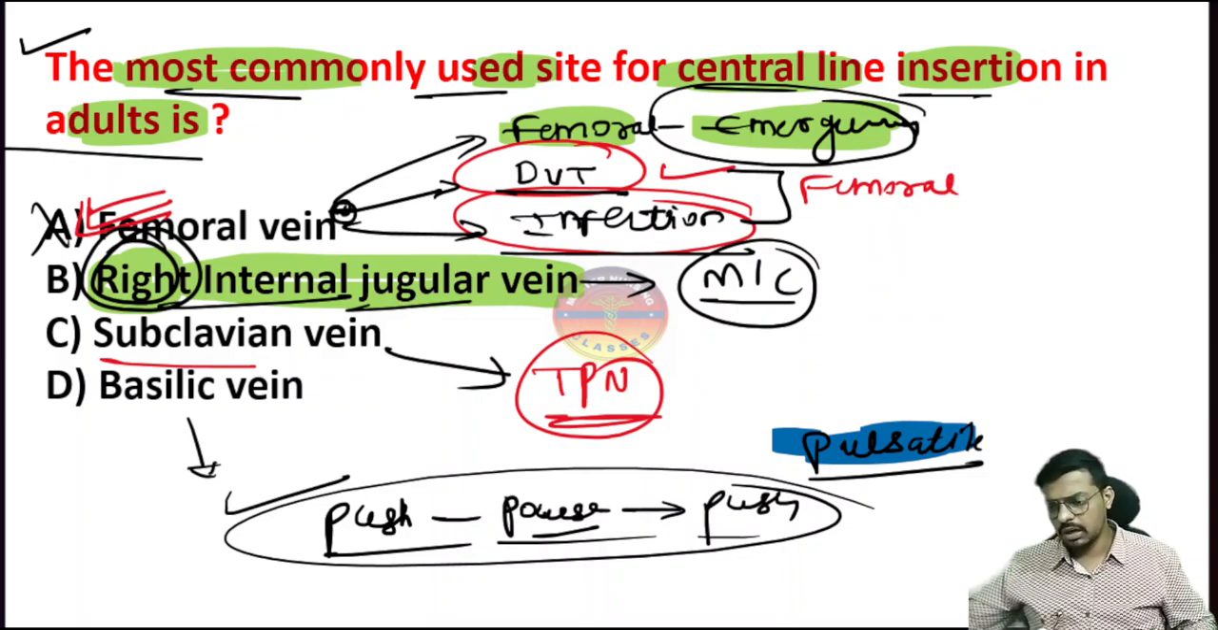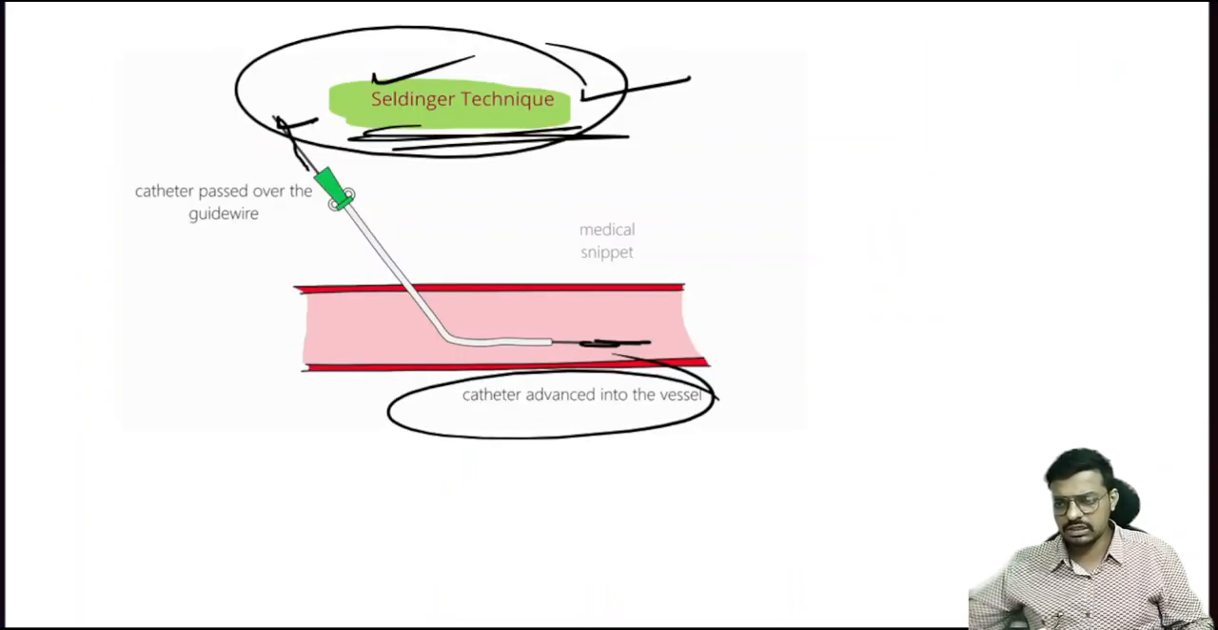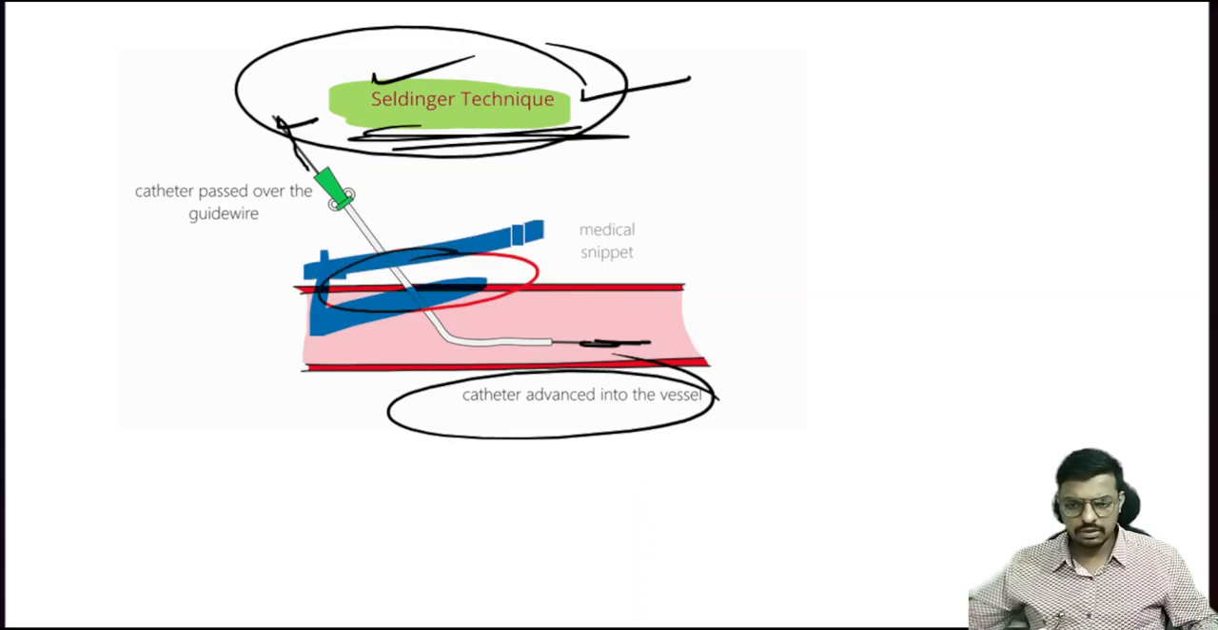Next, coming to the dressing of the CVP line. I have inserted the central venous catheter in this vein, and now I have the gauze dressing here. This is the gauze dressing.